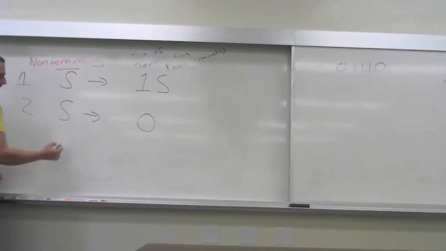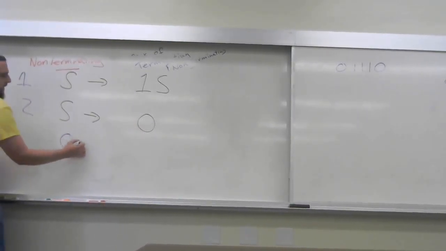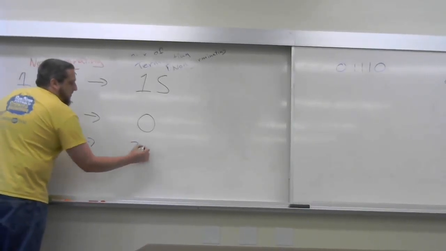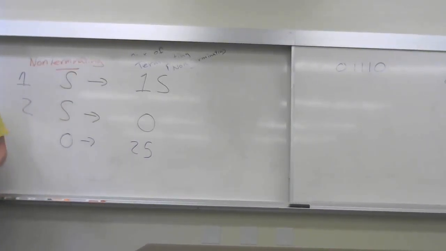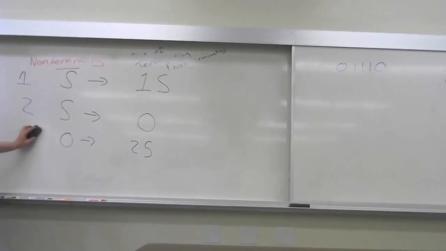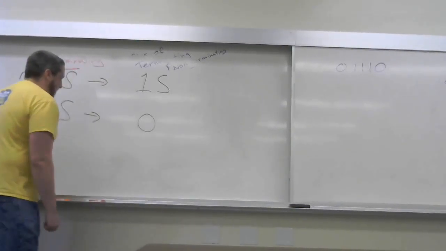So for example, if I wanted to, I could make another rule that says 0 becomes 2, 5 for whatever reason. And then 0 is no longer a terminating symbol, it's a non-terminating symbol because 0 can become something else. Does that make sense? All right, we won't look at that one, we'll look at that one in a little bit.